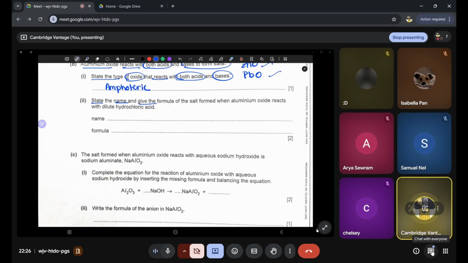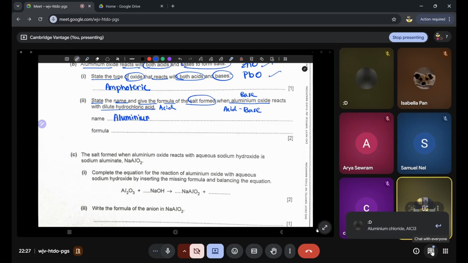State the name and give the formula of the salt formed when aluminum oxide reacts with dilute hydrochloric acid. The type of reaction happening here is an acid-base reaction. So aluminum oxide is behaving as the base, and HCl is the acid. We know that we're going to get a salt and water at the end of the reaction. So what should be the name of the salt? Yeah, aluminum chloride. And the formula is AlCl3.